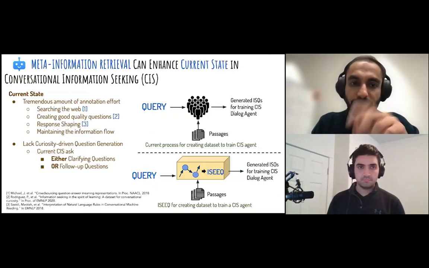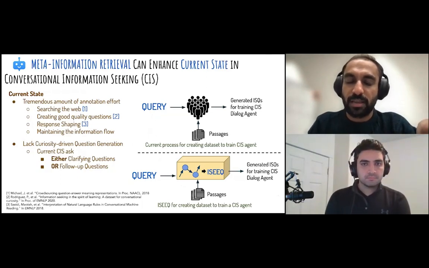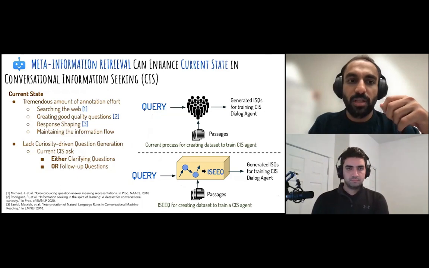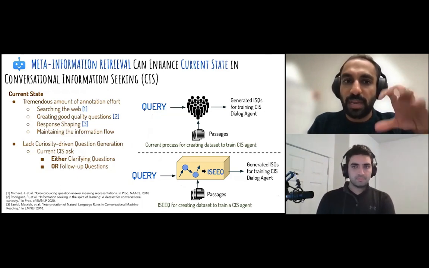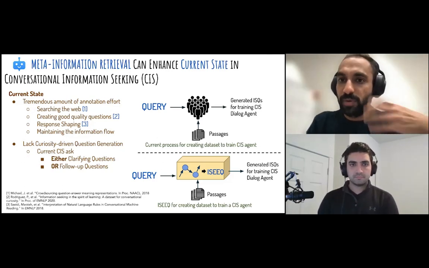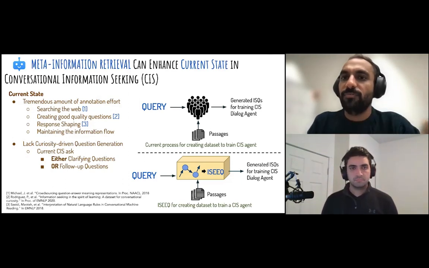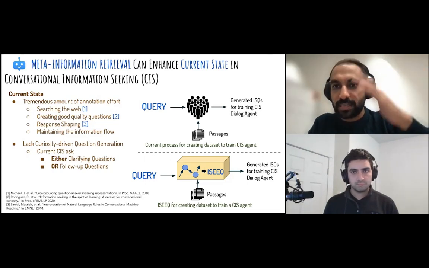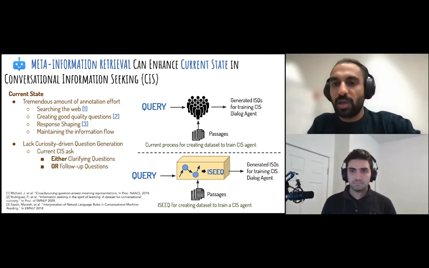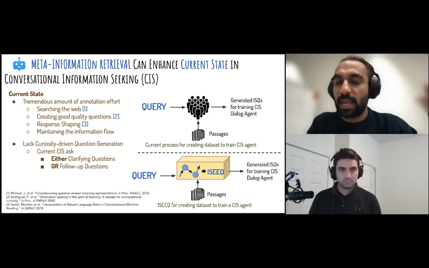Apart from this example of question generation, this agent that I was able to show you allows us to minimize some substantial annotation efforts, which are important in conversational tasks, as you may know very well. The annotators search the web, they create good quality questions, they also shape the responses to those questions, and they maintain the information flow. They say this is the first question, this is the second question to ask, this is the third. They maintain a process flow, and this is very important. Doing this is a tremendously time-consuming effort.